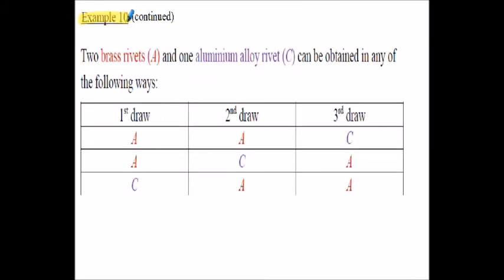Okay, example 10 continued here. Now we're going to consider drawing 2 brass rivets and 1 aluminium alloy rivet. Again, I've denoted the brass rivets as A in the table below and the aluminium alloy rivet as C. So on the first draw we could draw a brass rivet, second could be a brass, and the third could be an aluminium alloy rivet.